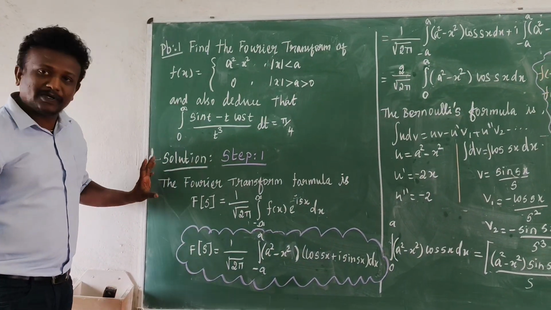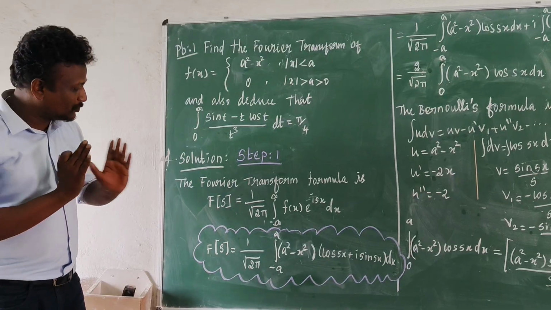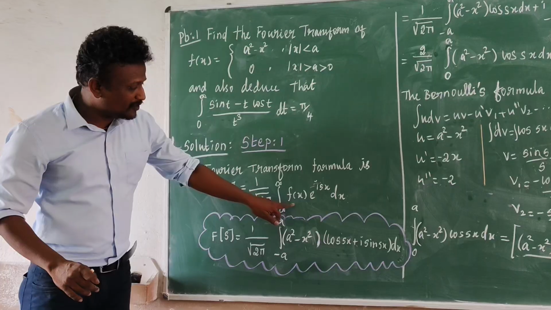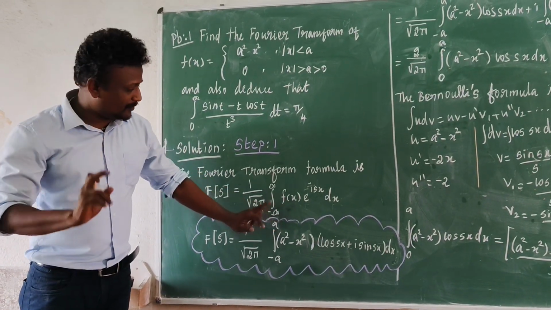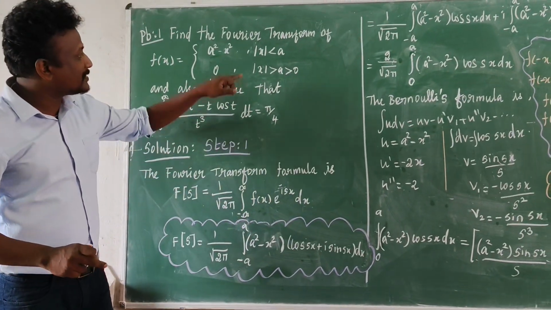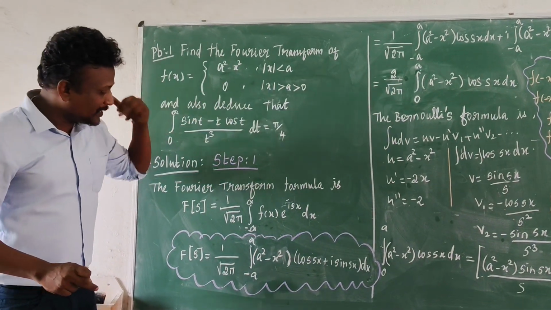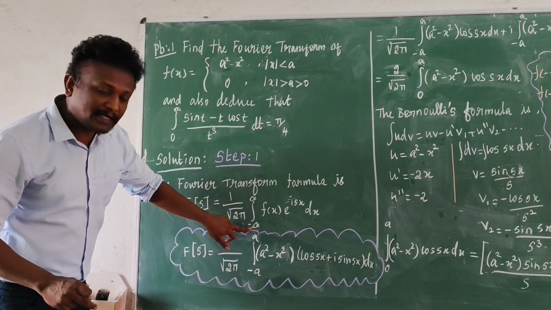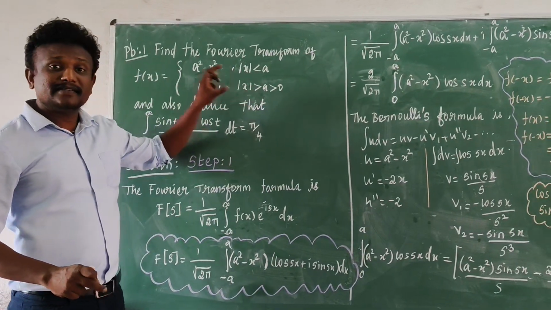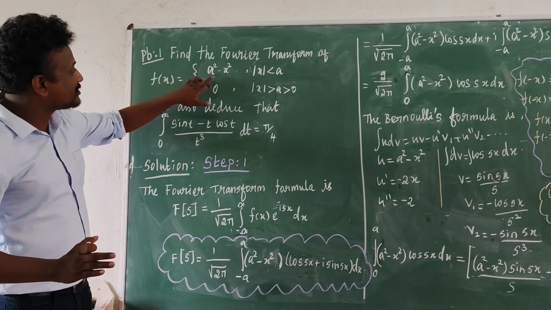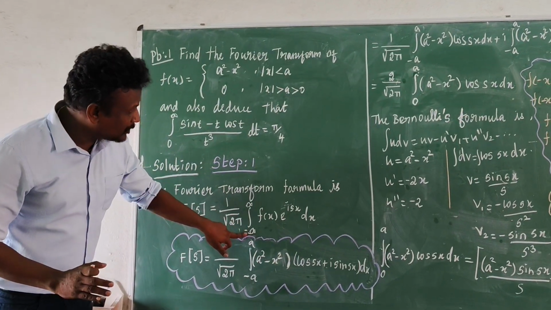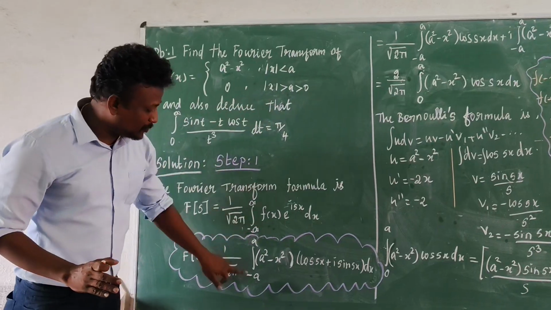Okay. As usual, the first step is always to write the general Fourier transform formula. So I have written the general Fourier transform formula. Once you write the formula, your next step is to adjust it depending on the given information, right? So here I'm going to adjust my limit from minus infinity to plus infinity to this limit, because here our function f of x is defined only from minus a to a, right? So that is why I just adjusted it to minus a to a.